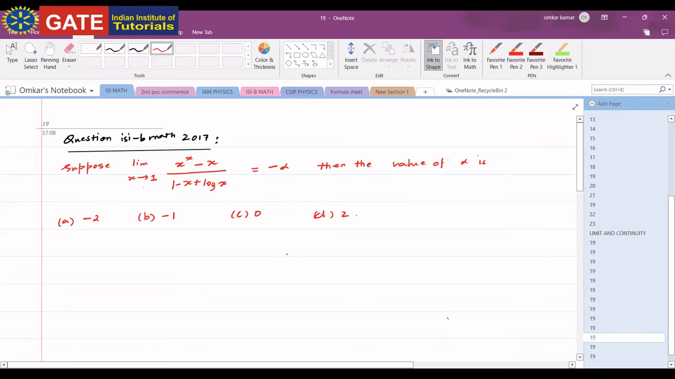See, once you substitute the limiting value 1, this will be 1 to the power 1 minus 1, divided by 1 minus 1 plus log of 1. Sir, we'll do this, sir. Okay, you'll try to do it. Okay, so I'll tell how it is. It is 0 by 0 form. Understood? Try to do it.